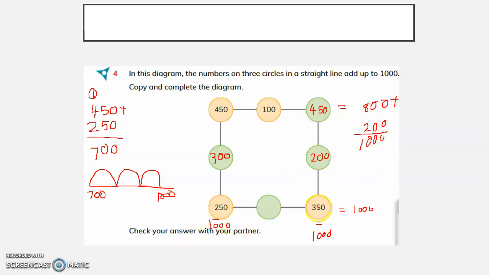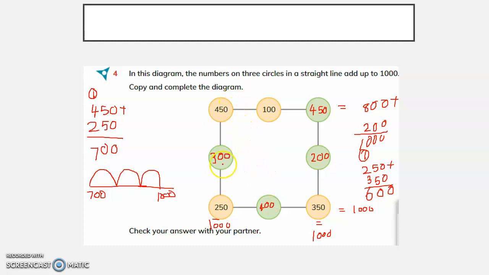Similarly, when you come to this, what do we get when we add these two? 250 plus 350. 0. 5 plus 5 is 10. 6. How much should be added to 600 to get 1000? Adding 400 gives 1000.